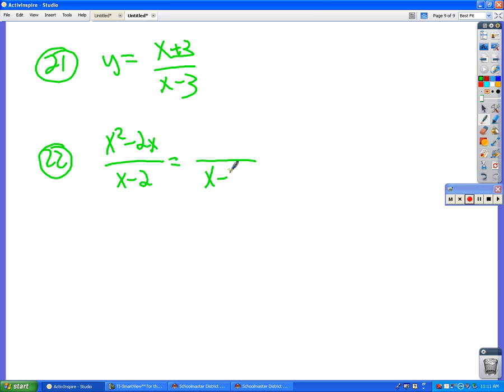Factor. It's plus and minus. X out. X minus 2 over. And then it's removable and add 2.